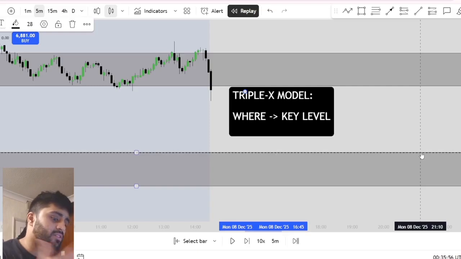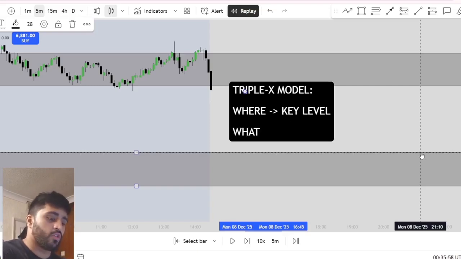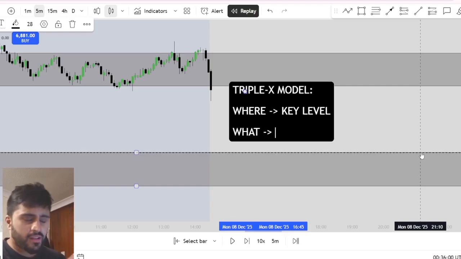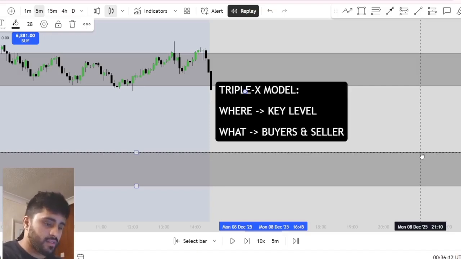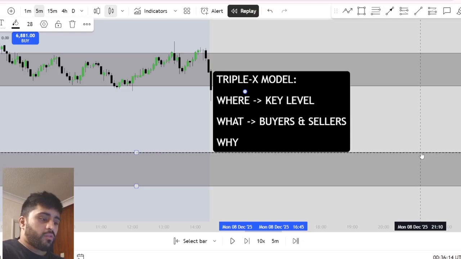The second and the third thing come together. You need to know what you're looking for. When price comes into your key level, what makes the key level valid in the first place? It is buyers and sellers. That's the only thing that makes a key level valid. So I'm just going to write buyers and sellers. And the last thing you're looking for is why.